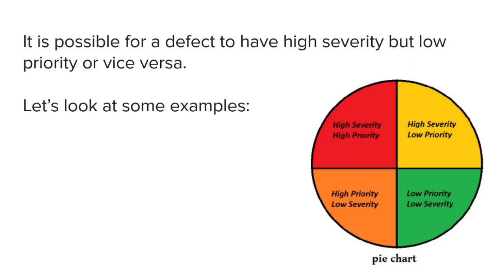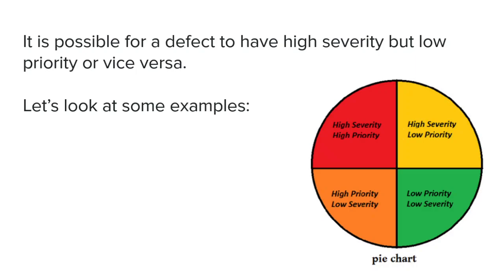It is possible for a defect to have high severity and low priority, or it can also have high priority and high severity. It can also have low priority and low severity. It can have high priority and low severity. So these are the four combinations which can be there for different types of issues.